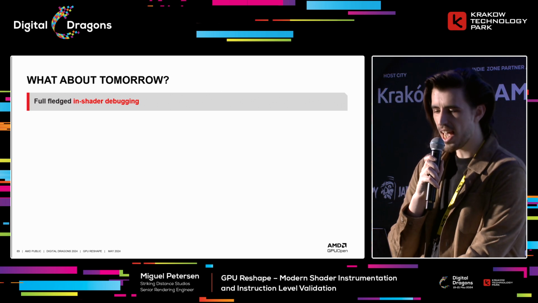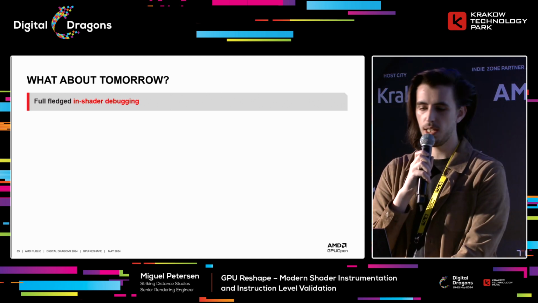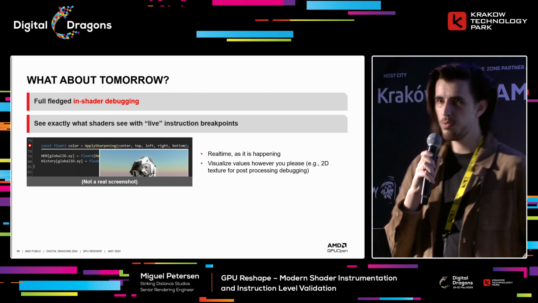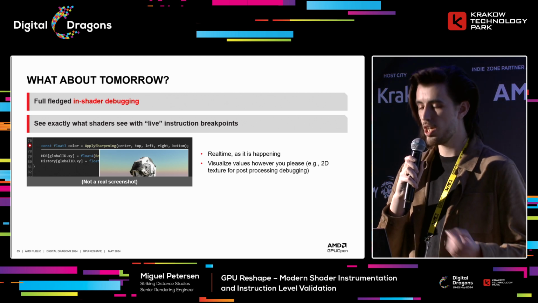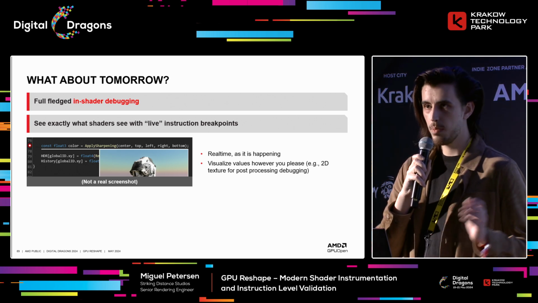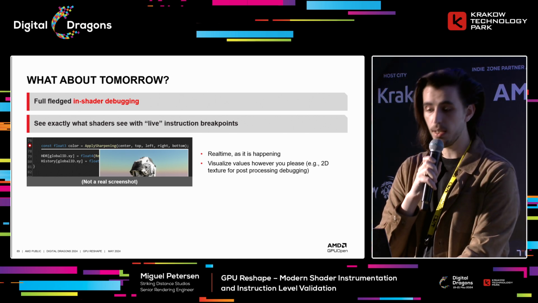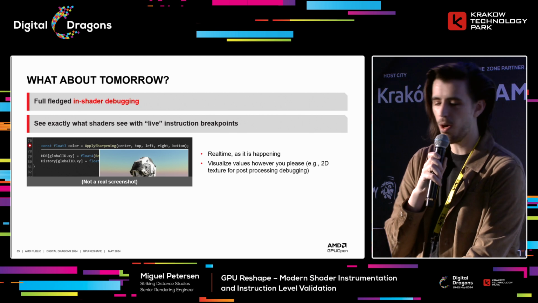But looking ahead, I want to provide full-fledged in-shader debugging. But not in a typical sense. I want to give you what I call live breakpoints. Shader execution is not stopped. Imagine, if you will, a post-processing tone mapping pass that is transforming color spaces, but something's going wrong, right?